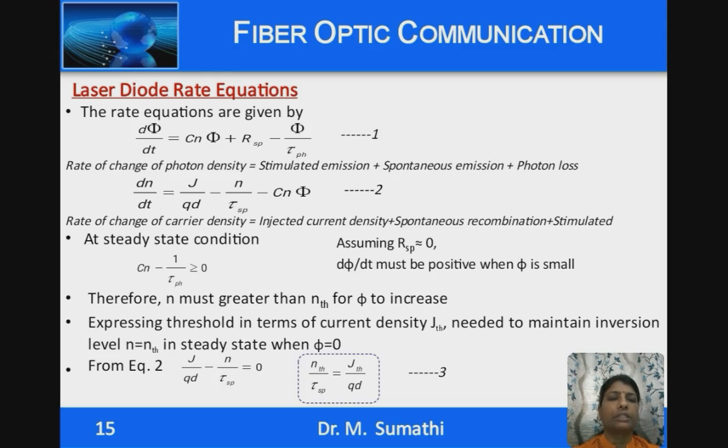Considering the rate equations, one regarding the photon density and another with respect to the carrier density. Equation 1 gives the rate of change of photon density. The photons in a laser arise because of spontaneous emission and stimulated emission, and the loss is because of photon loss. So the rate of change of photon density is equal to the stimulated emission plus spontaneous emission, minus the photon loss.